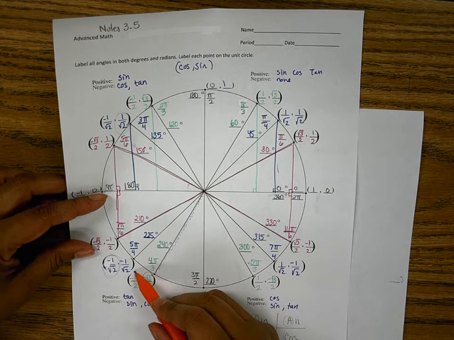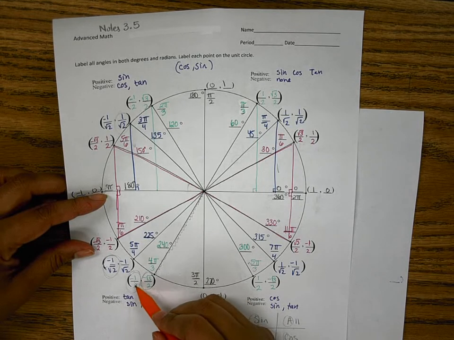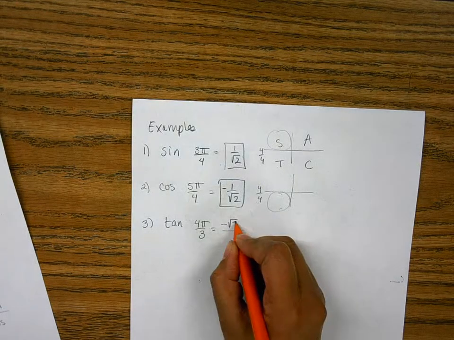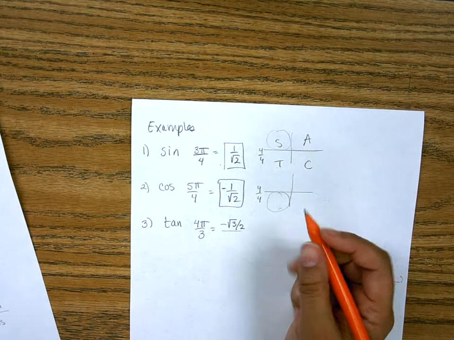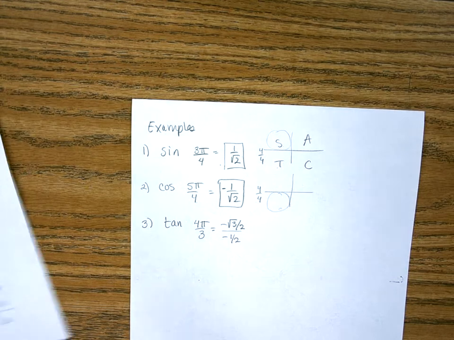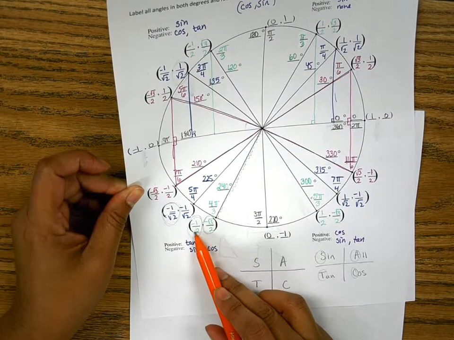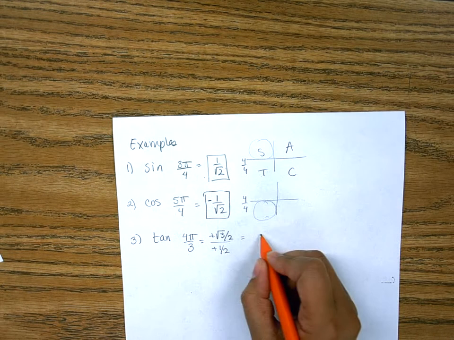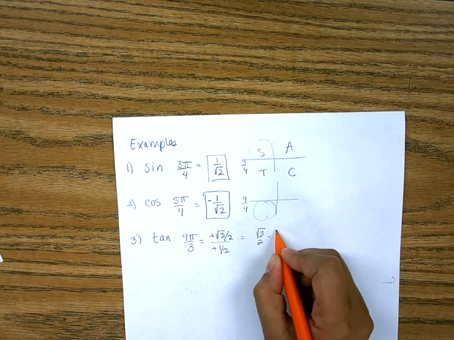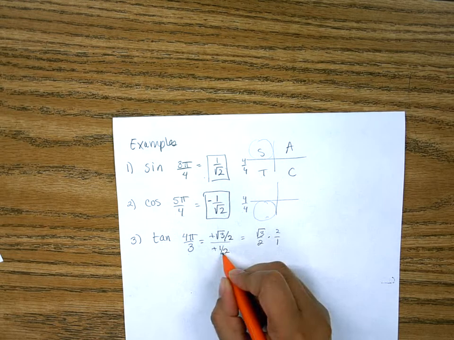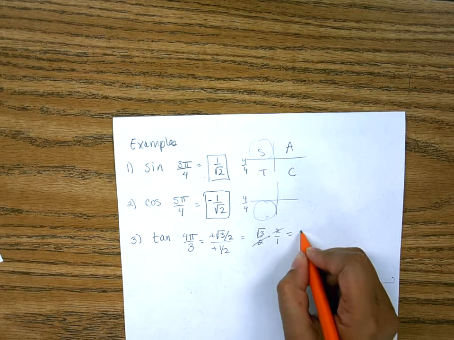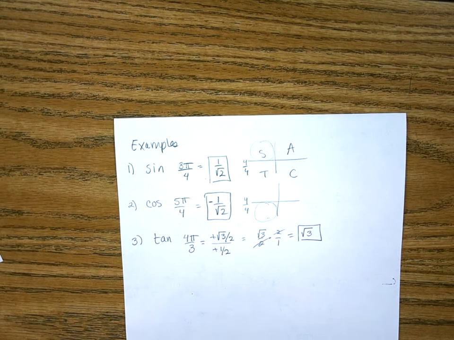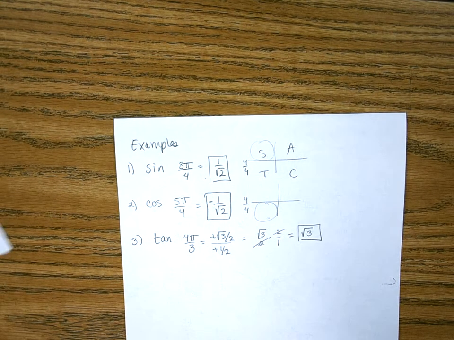Tangent's going to be sine over cosine, or y over x is what I was saying. So negative root 3 over 2 divided by negative 1/2. Negative root 3 over 2 divided by negative 1/2 equals, the negatives cancel, root 3 over 2 times 2 over 1. I multiply by the reciprocal, crosses out, and it equals root 3.